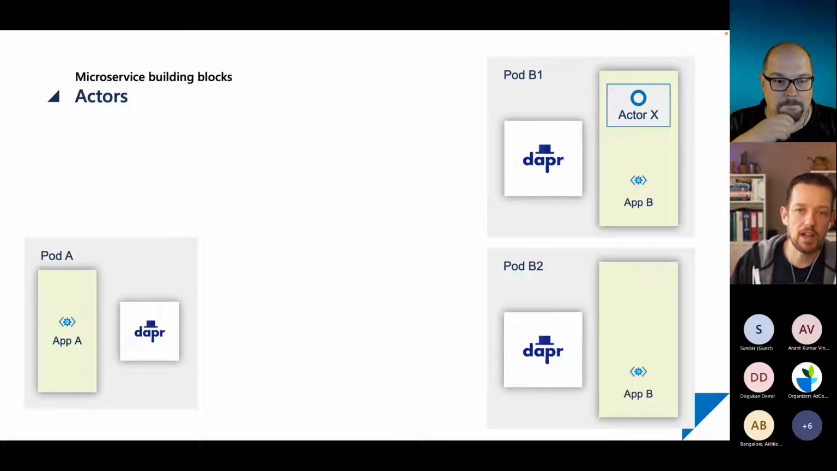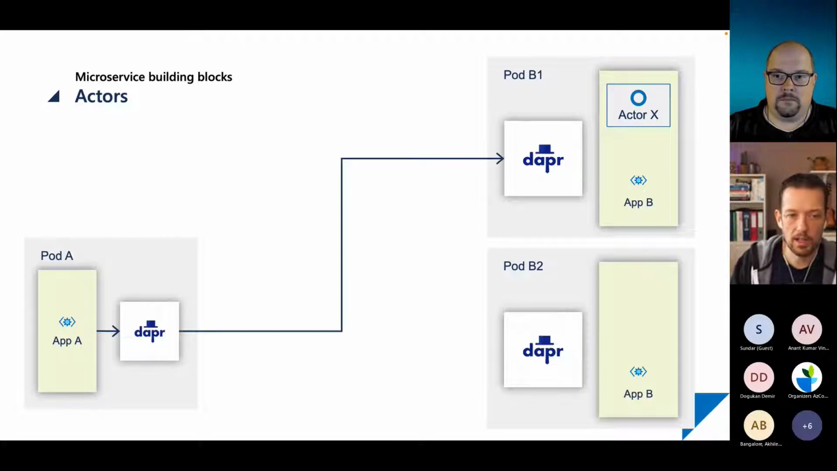So now when application A wants to call actor X, it will first invoke an operation on its local sidecar. And the sidecar will use the partitioning information to figure out that, hey, actor X is actually located in pod B1. So let's forward the request to the sidecar in that pod. And then finally, that remote sidecar calls the actor instance.